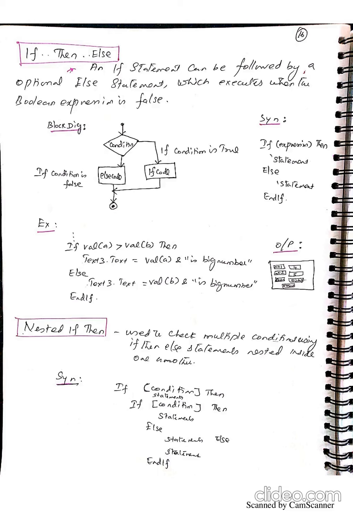Now we can see an example. If A is less than B, then if A is less than C, then big number is A. Else if B is less than C, then big number is B. Else big number is C.